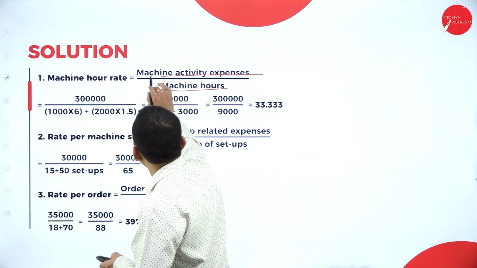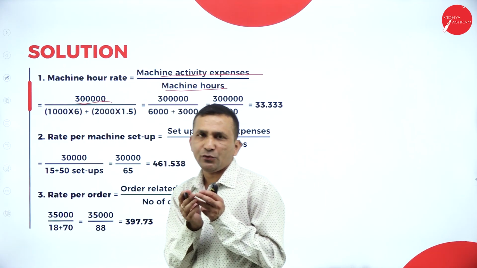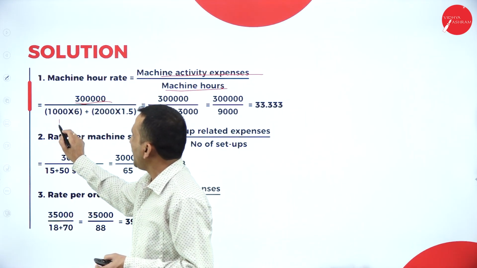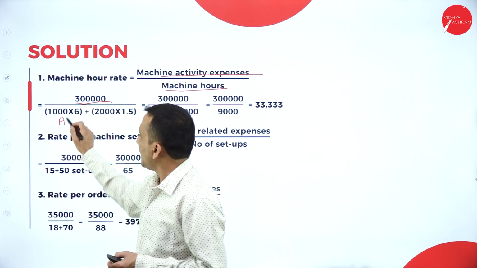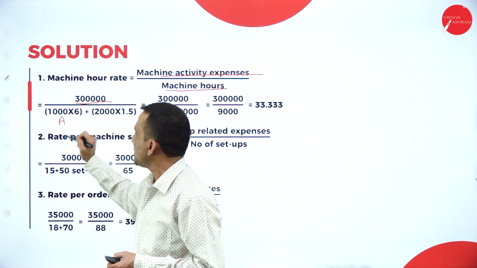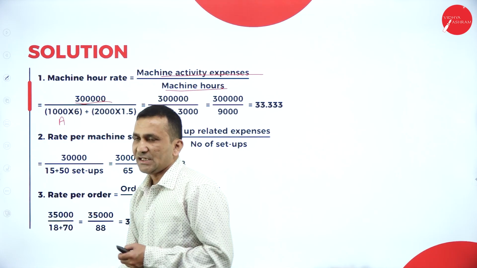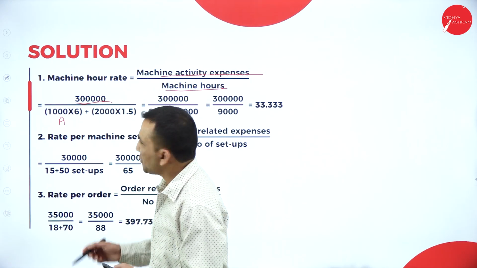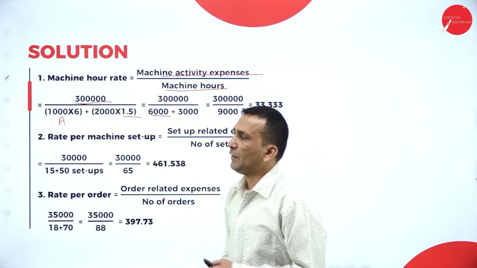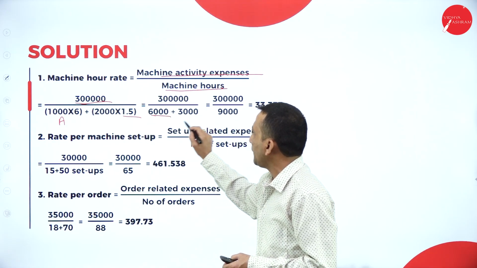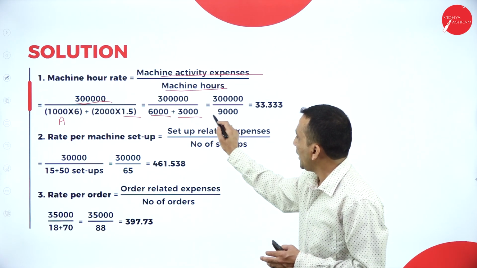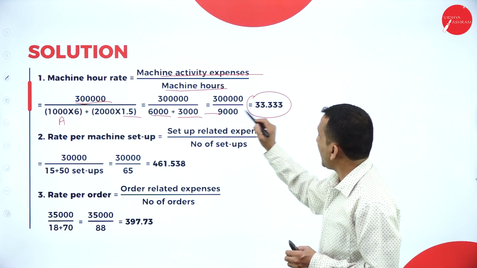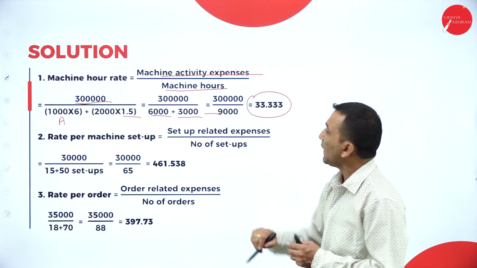So in the numerator is 3 lakhs, which is the expense, because there are two major products we identified. Product A is 1000 units, and the machine rate given is 6 rupees, so 1000 into 6 gives us 6000. Next, for product B the machine rate given here is 1 rupee 50 paisa, so 2000 into 1 rupee 50 paisa is 3000. Now if you take them together, it is 9000. 3 lakh divided by 9000, the machine hour rate is 33.33.